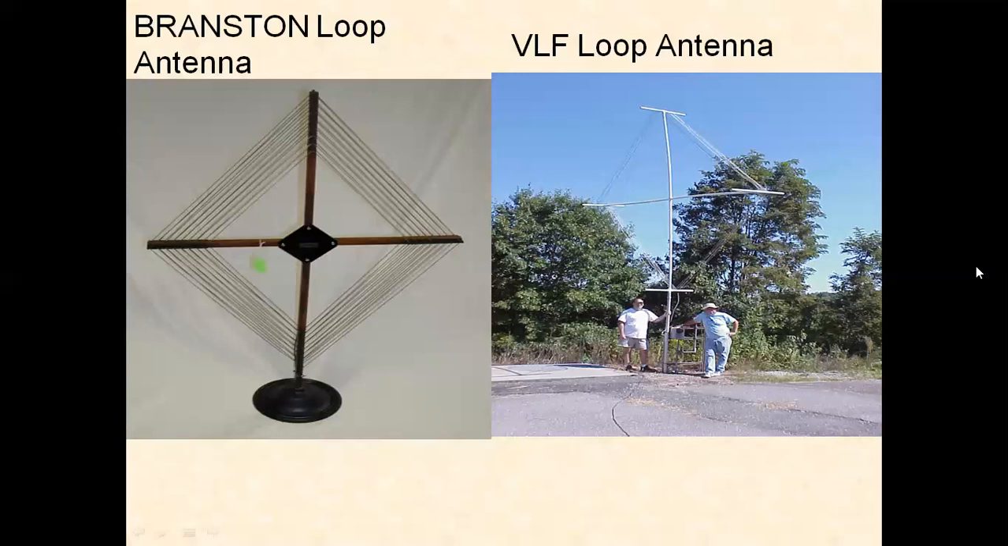Since the loop is bidirectional, two bearings are required to determine the precise direction. If the distance between them is large enough, the distance of the source of this transmitter may be found by calculation. Loop antennas can also be used for marine radio direction finding.